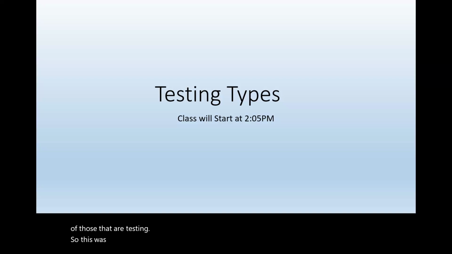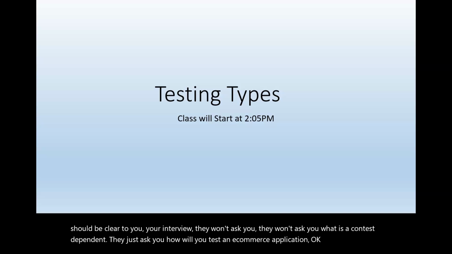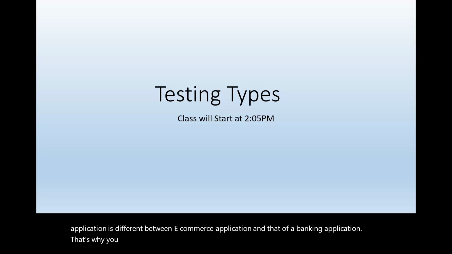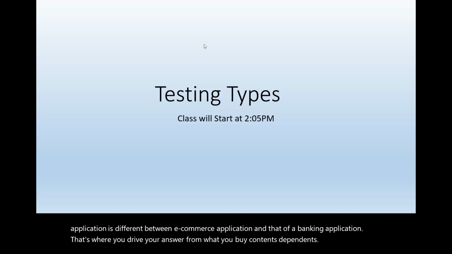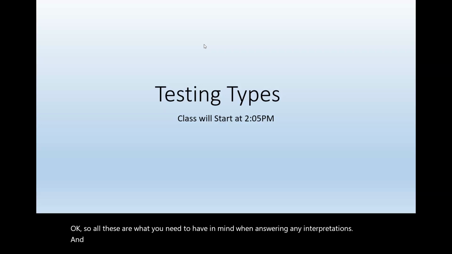I also revealed to you that most interview questions come from this. Each and every one should be clear to you. In your interview, they will not ask you what is context dependent. They will ask you how you will test an e-commerce application, or what is the difference between an e-commerce application and a banking application. That's where you derive your answer from, what I mean by context dependence. So all these are what you need to have in mind when answering any interview questions. And also, they ask you, when do we start testing?